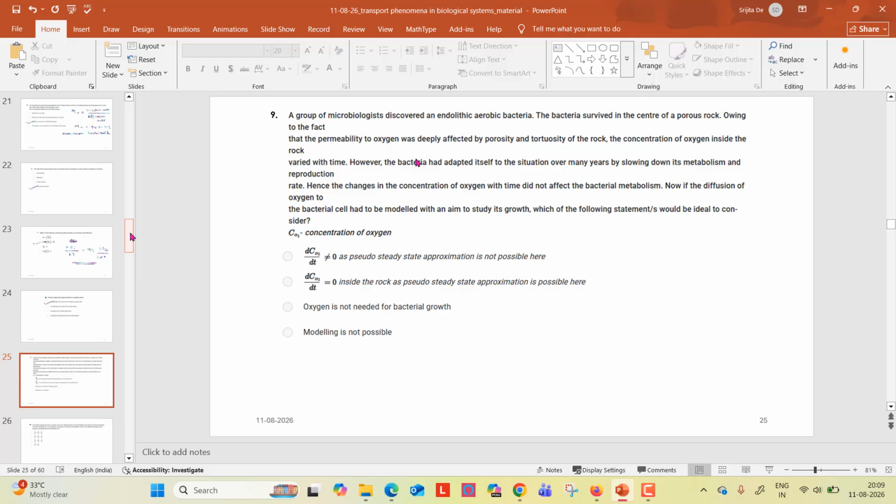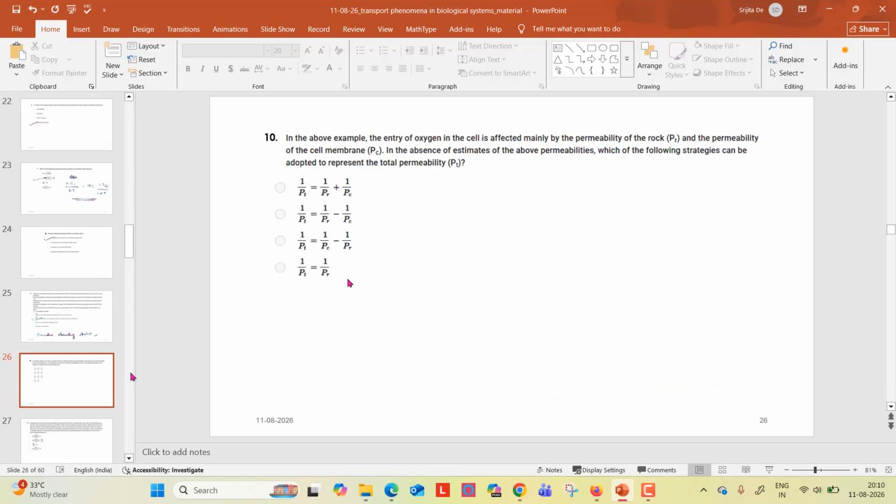As I just gave an example of the train, these two processes are completely separate. So we can now take the pseudo steady state approximation. So it will be the pseudo steady state equation: dCO2/dt inside the rock will equal 0. So inside the rock, the concentration of oxygen at pseudo steady state approximation is possible here. It is option B.